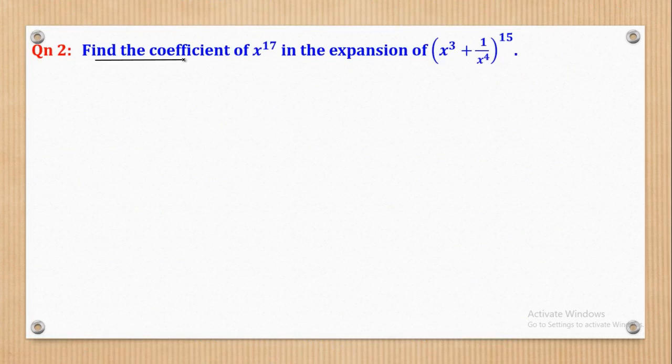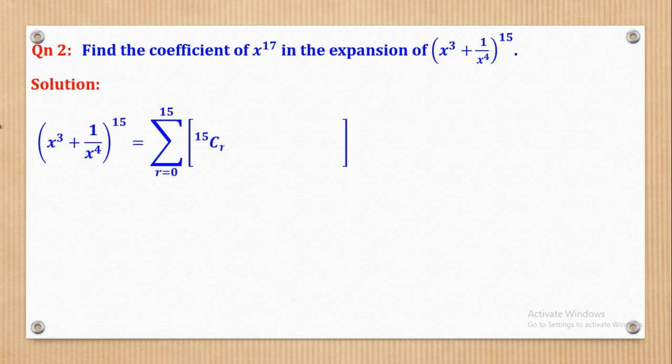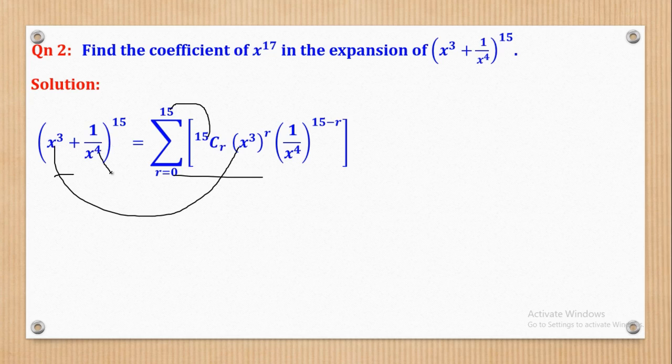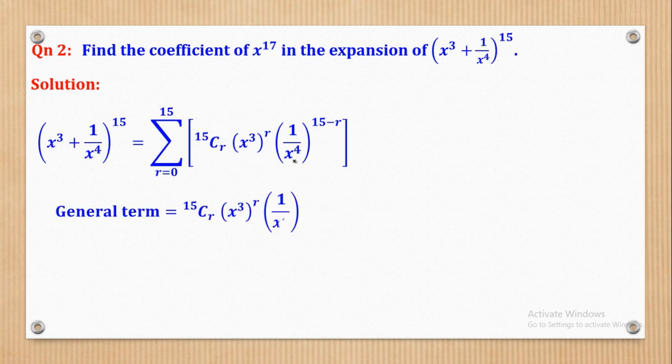Then question 2 says find the coefficient of x power 17 in the expansion of this. So still do the same, first quote the formula. This one is the same as the summation of this, so it will be 15 combination r, then the first term raised to the power r, then the second term raised to the power 15 minus r. Therefore the general term is that. Then try to use the rules of indices. So this is there, this is here, and this is there. Then same base, you add the powers, so combine this with this to come up with that. Now from there, we come back to the question.